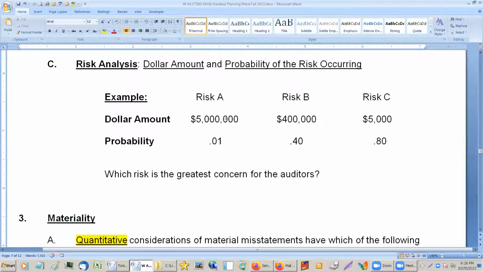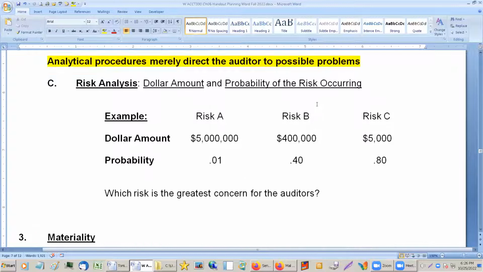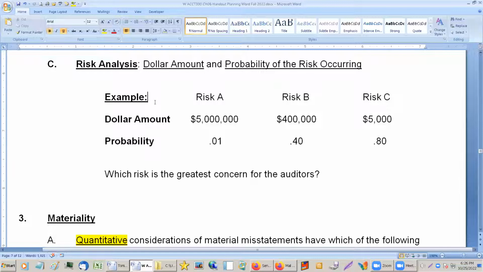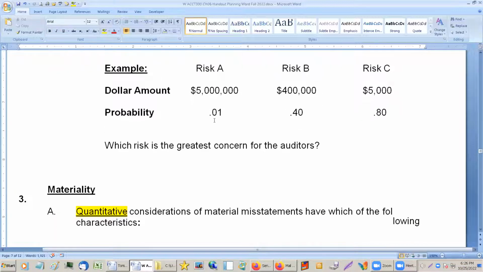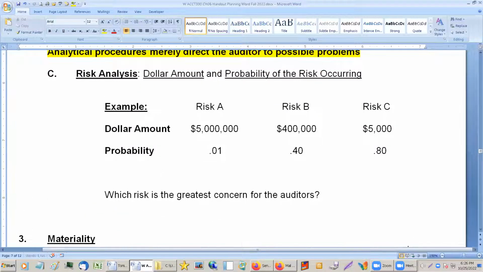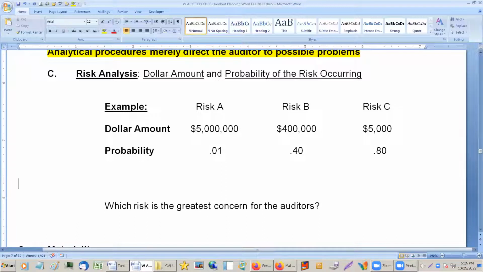So whenever it comes to a risk, we're looking at two things, a dollar amount and a probability. So example A, B, and C. We have these three risks. Which is the greatest concern for auditors? Well, one thing you have to do is multiply them out.